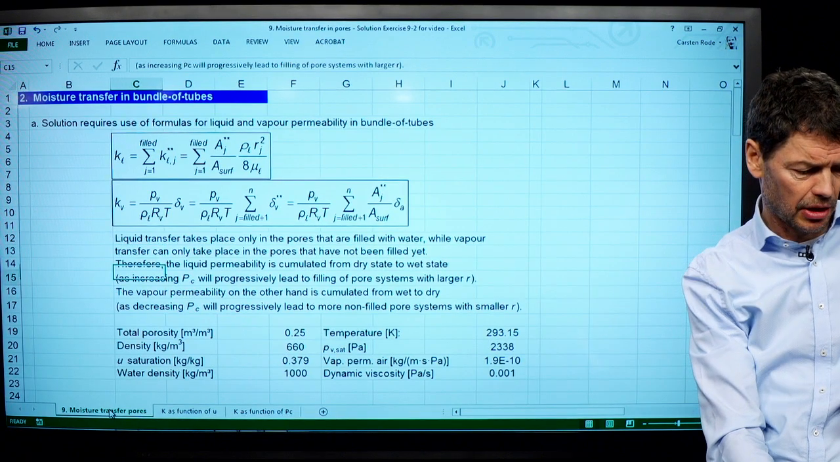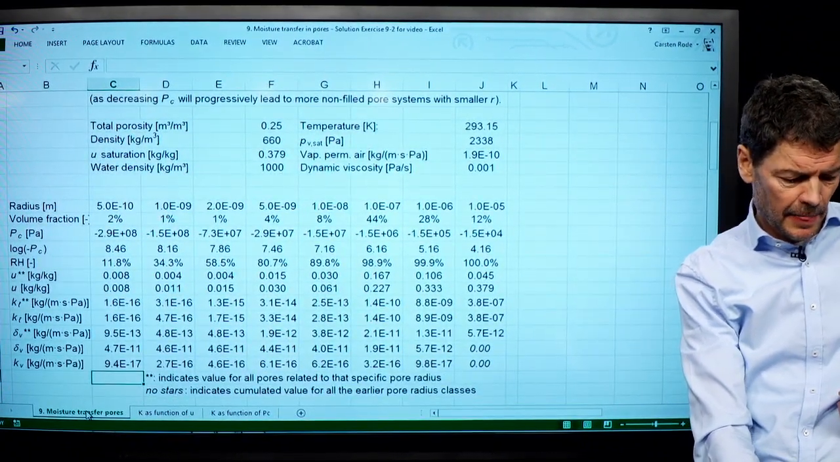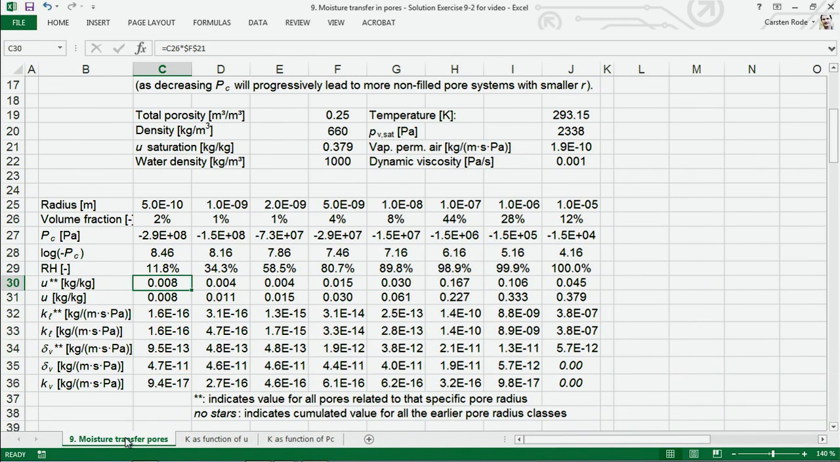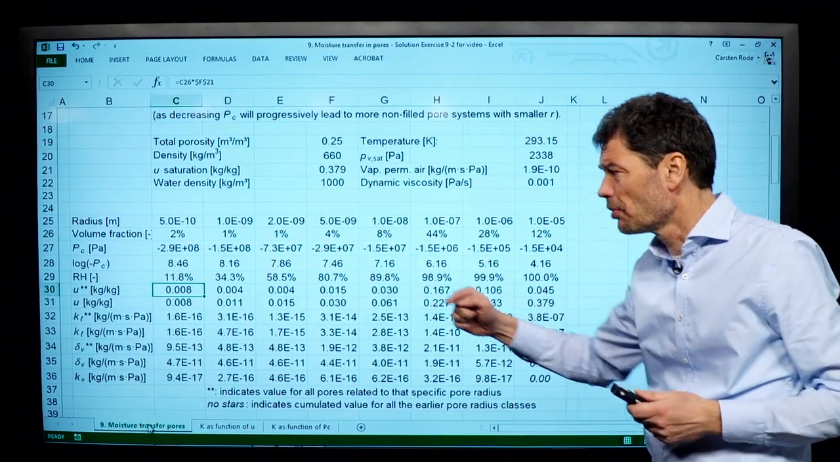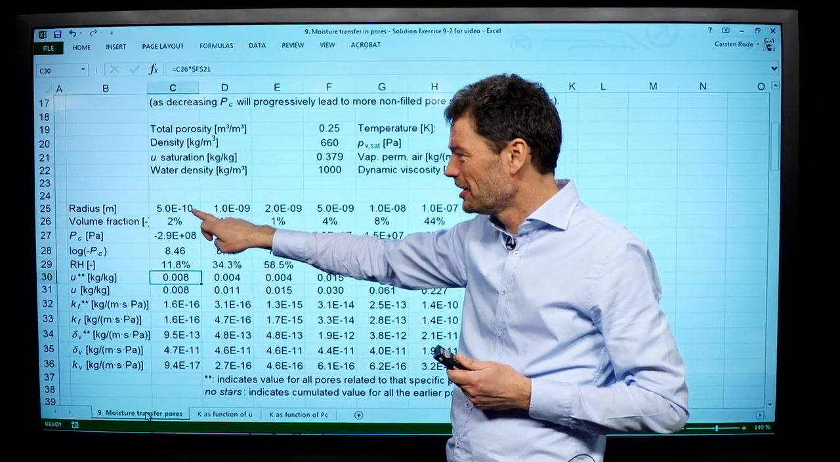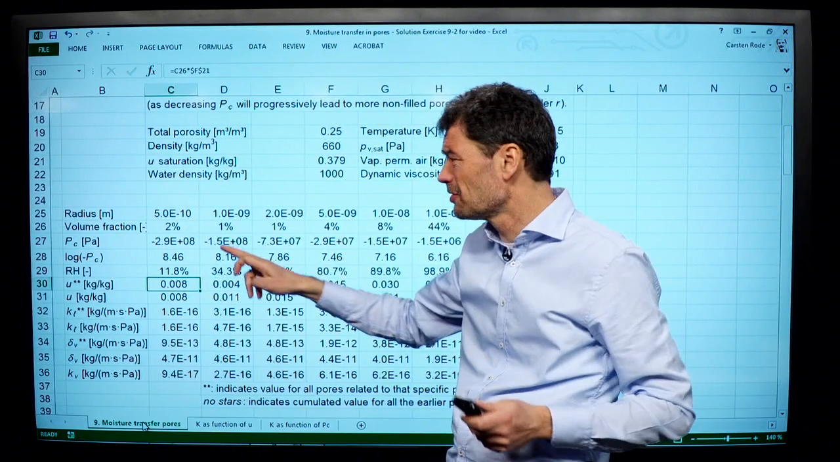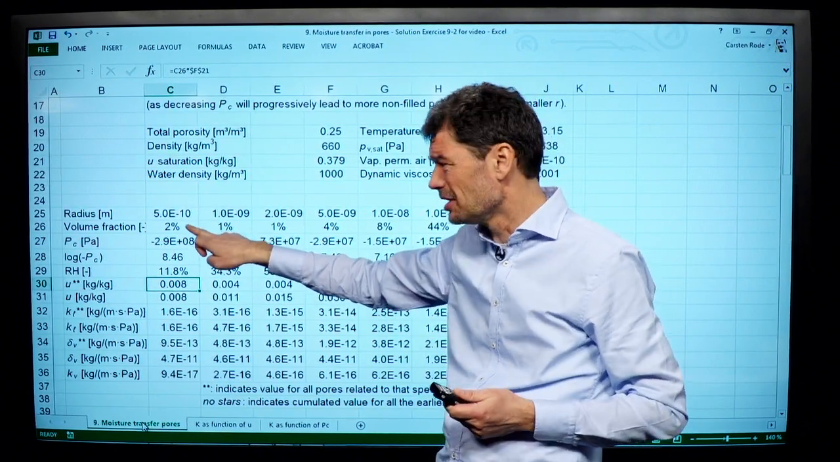Now I'll scroll down in the spreadsheet to where I have the calculations. I have here columns, one column for each size of pores. This was for the smallest pore I had in the bundle here. By volume, they fill 2% of the total volume of the pores in the material.